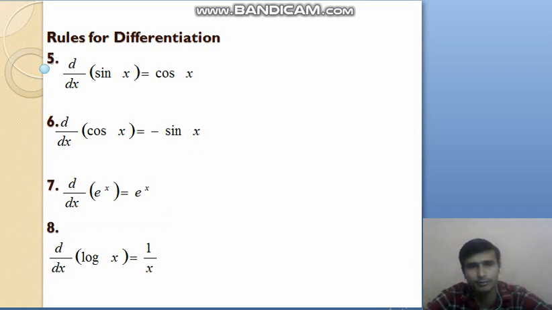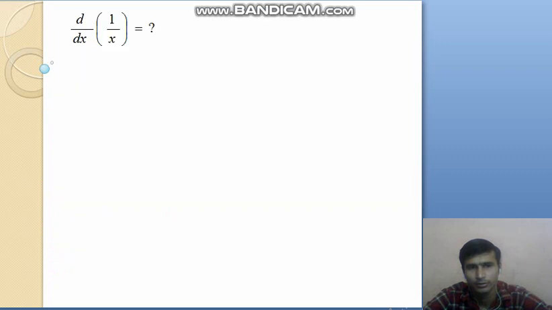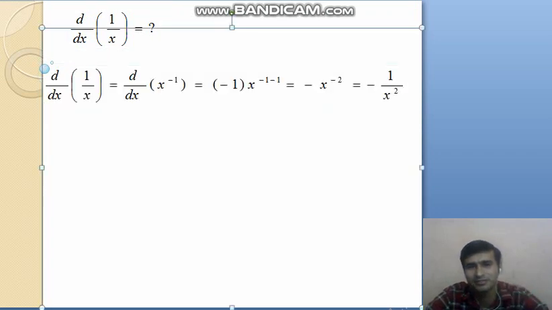Let's try something new. What is the differentiation of 1 by x? Think about it. What is the differentiation of 1 by x? How can we calculate it? We can calculate the differentiation of 1 by x this way. d by dx of 1 by x.